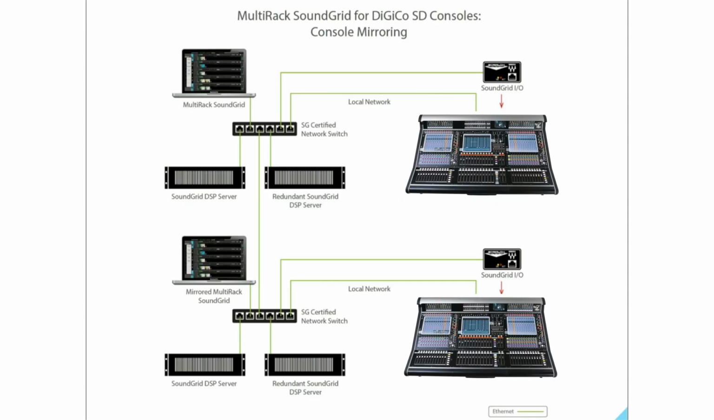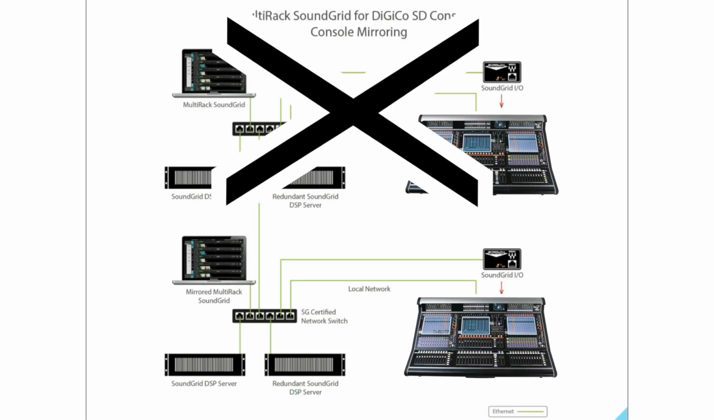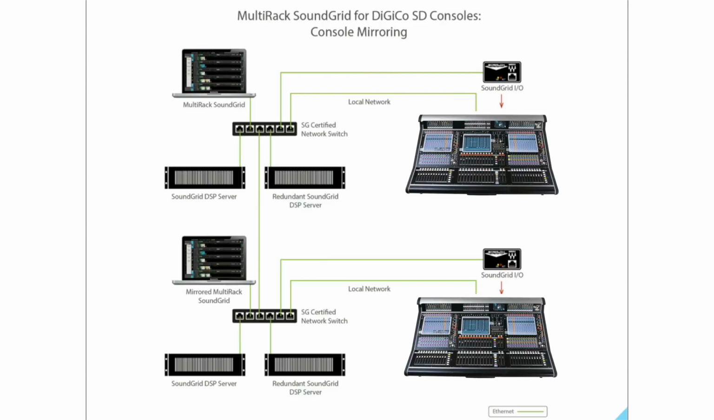2 Digico SD consoles can be mirrored to provide full redundancy. In the event of failure, control and processing will pass to the redundant Digico and MultiRack system. Switching between main and redundant consoles or engines is handled by the console. This requires 2 complete Digico and MultiRack SoundGrid networks, each with the same, most current software versions. Note that if the 2 systems are in close proximity, you can use one switch for both.